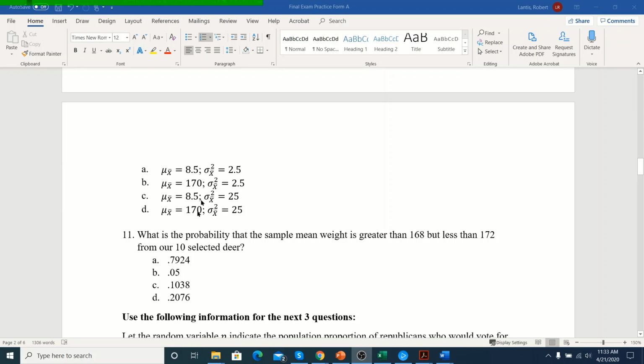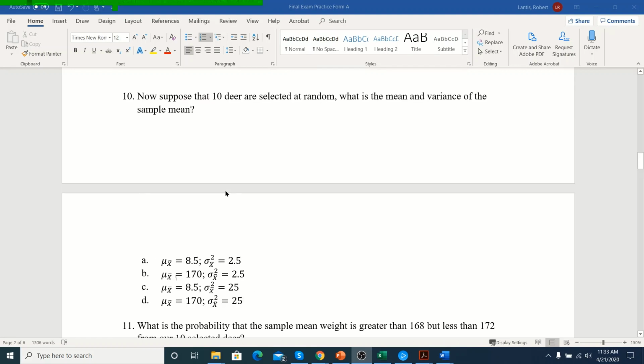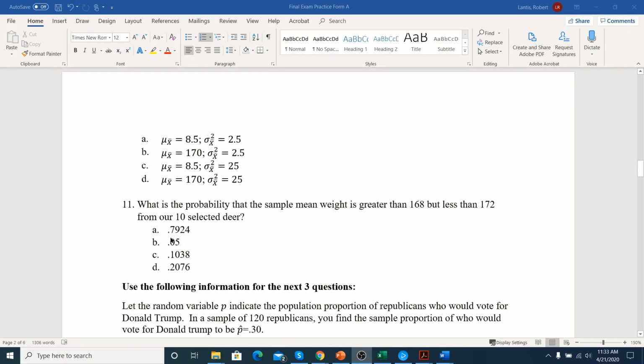Using this information, this is the one problem where, I said this on the second exam as well, I can't give you an assumed true value here. You're going to have to really make sure you know how to correctly identify the mean of sample means and the variance of sample means, because then at 11 you'll have to use it, right? So what's the probability that the sample mean weight is greater than 168 but less than 172 from these 10 randomly selected deer?